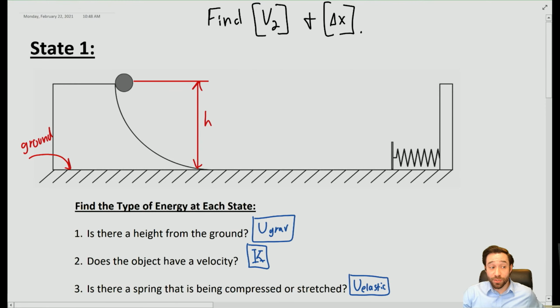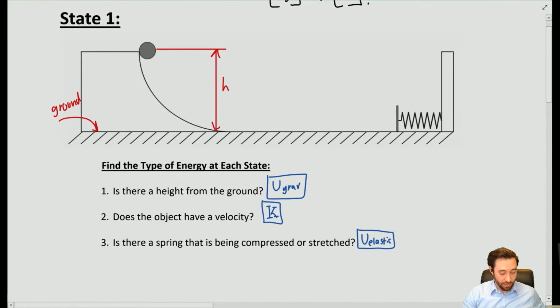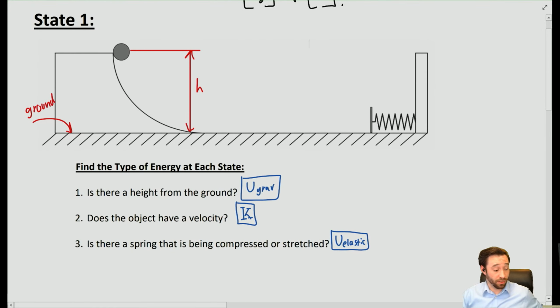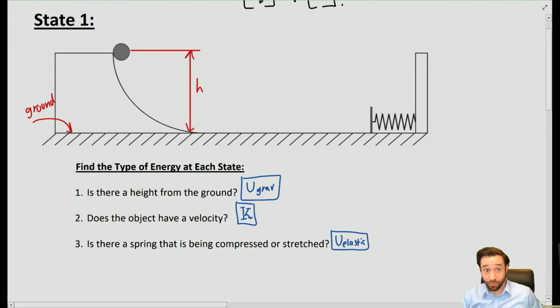So before we start this problem, before we start plugging stuff into formulas and all that kind of stuff, let's figure out what types of energy are present at each one of the 3 states. And let me switch back to the chat. Okay. So when we're solving these problems, there's going to be 3 different questions that you're going to ask yourself to help determine what types of energy are present at each one of the 3 states. So it's the same 3 questions for each state.